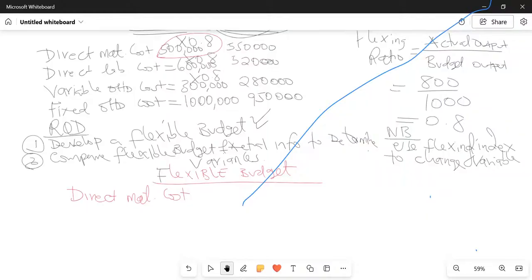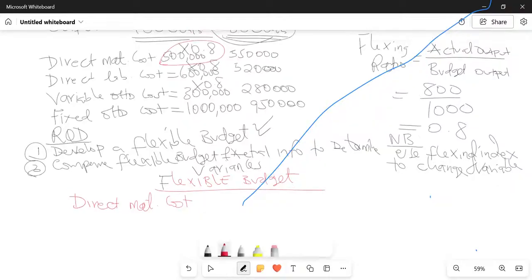So when they start telling me that they flexed actual, we only flex the budgetary items, and not all of them, but the variable ones. So what is the flexed direct material cost? 500,000 times 0.8 is 400,000, right? I believe the online students are able to see what I'm doing. Thank you so much. Then we have direct labor cost.